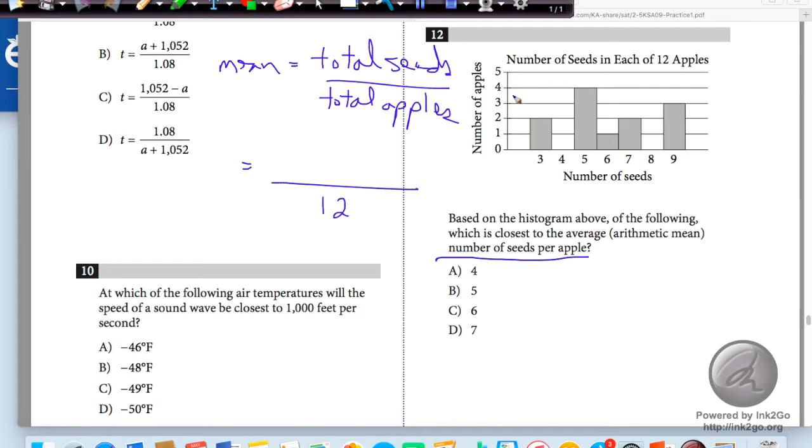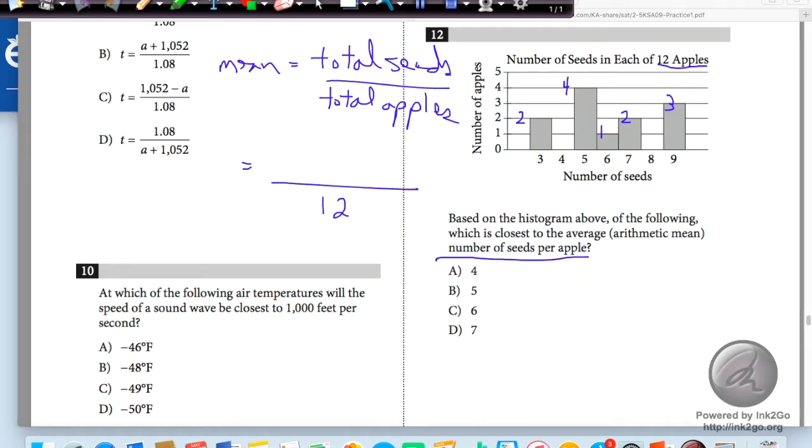I could also look here at the number of apples. My total number of apples here is going to be 2. My total apples number here is going to be 4. My total number of apples here is going to be 1, right? Then I have 2 and I have 3. But to save some time, they're giving that to you in terms of 12 apples.